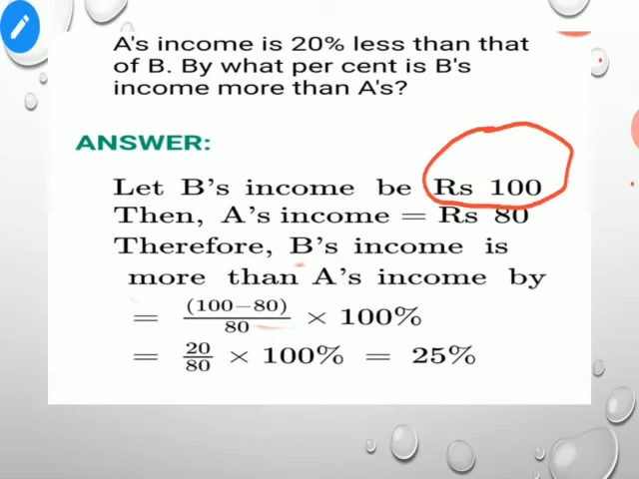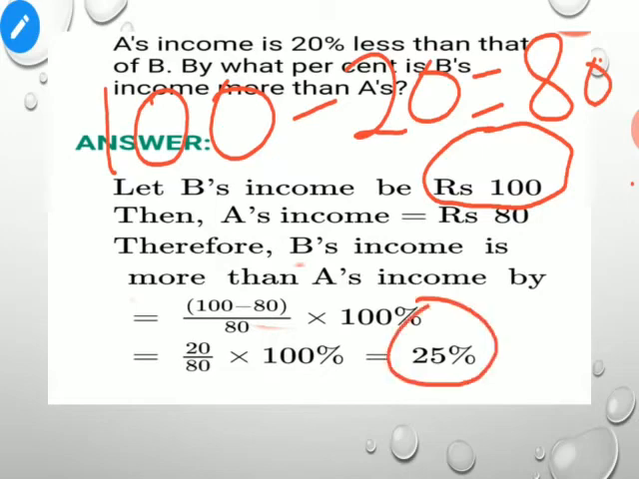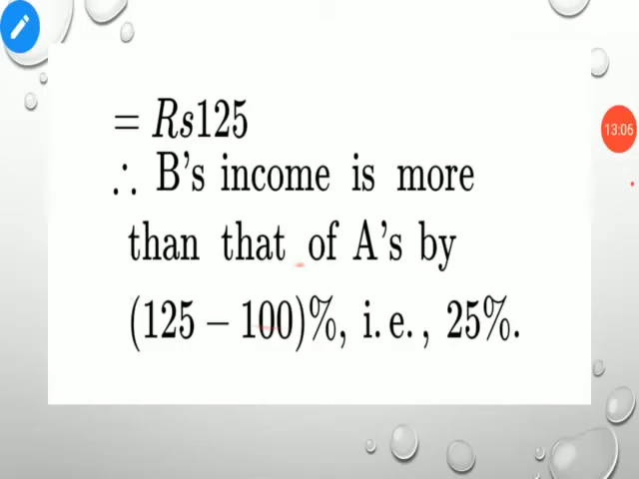Now according to the question, A's income is 20% less than that of B. So A's income will be how much? If B's income is 100, then A's income is 20 less than that. It will be 80. Therefore, B's income is more than A's income by, the difference between A and B's income upon B's income, when you multiply it by 100, you will come to know by what percent B's income is more than A's income. So it is 25.